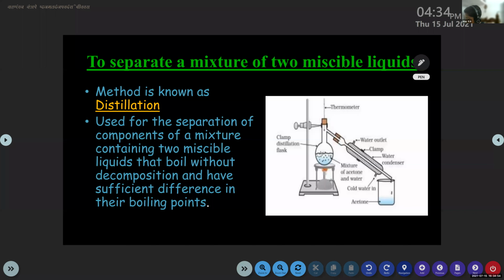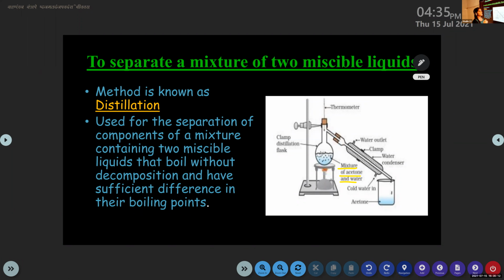Water is left behind in the distillation flask. So I told you this was the experimental setup for this distillation process. On heating, here in this distillation flask, there is a mixture of acetone and water, right? So on heating, what happens?